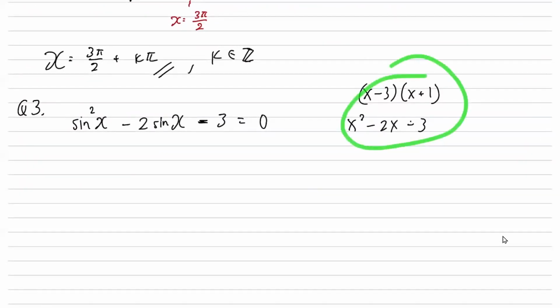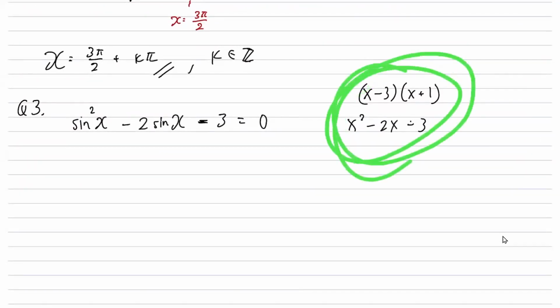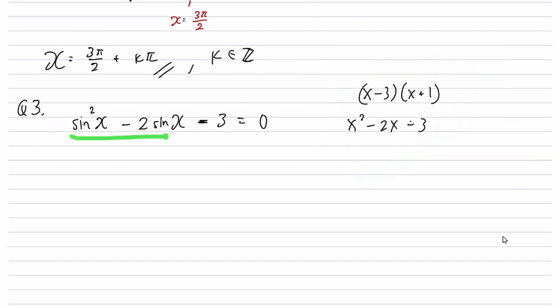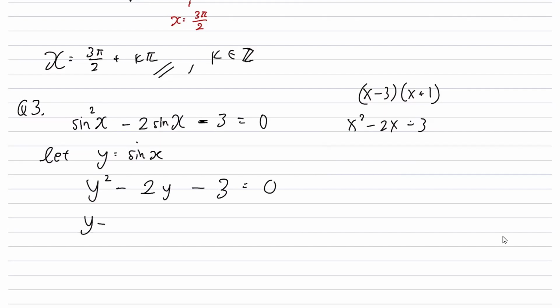Is it quadratic? Yes, that's the hint here. Do you see the pattern? You can let y equals to sine x. What happens? So it becomes y squared minus 2y minus 3. Factorize, we get y minus 3 times y plus 1. Then you solve. You get y equals to 3 or y equals negative 1.